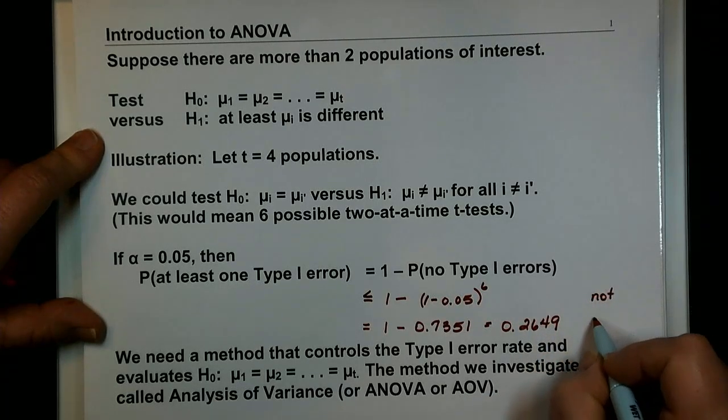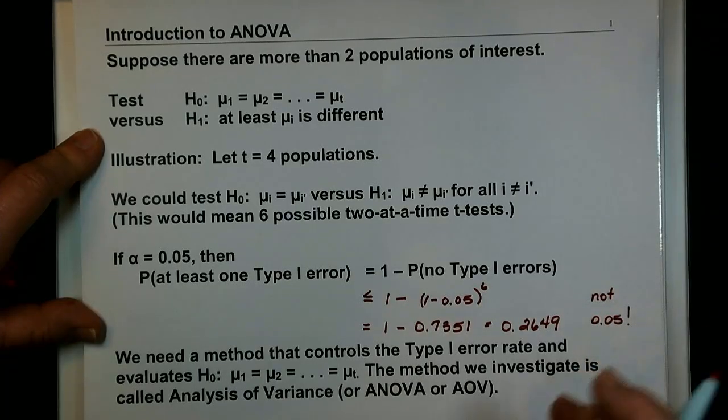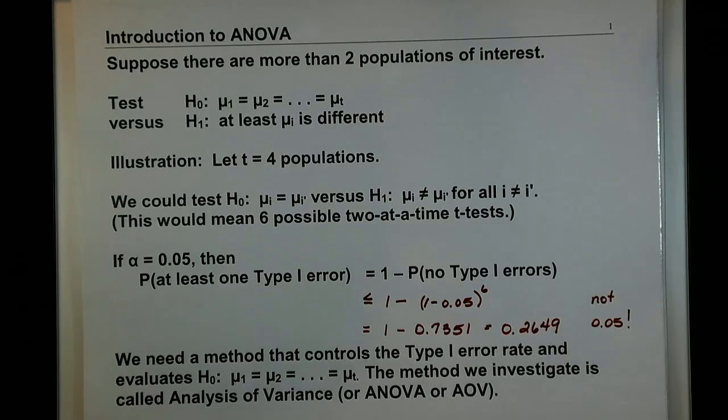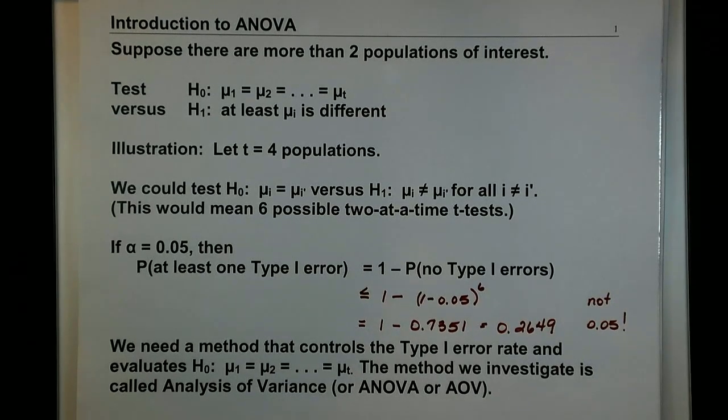So I thought I was doing tests at the 0.05 level, and I did for each possible pair, but when I look across the collection of these tests, I don't have a 0.05 test anymore. Would you ever think about doing a test at the 0.26 level? No. Okay, so one of the reasons that we're looking at analysis of variance is so we can control this type 1 error rate, because I don't want to declare a difference if it's not there. So we need a method that controls this type 1 error rate and evaluates this equal means assumption, and that method is referred to as analysis of variance. There are 2 common acronyms, ANOVA being one and the other is AOV.